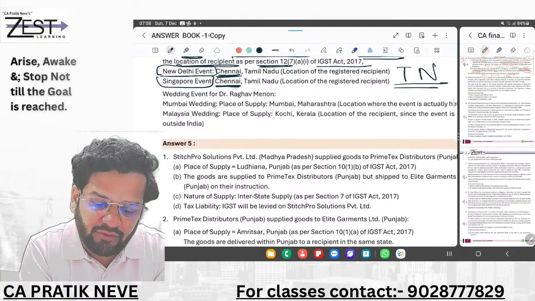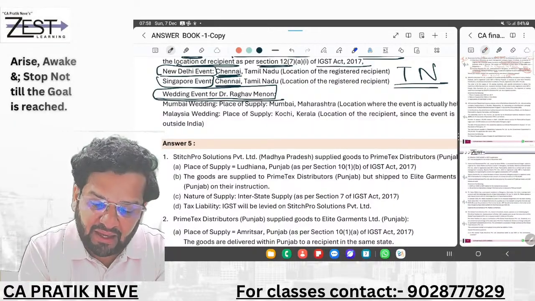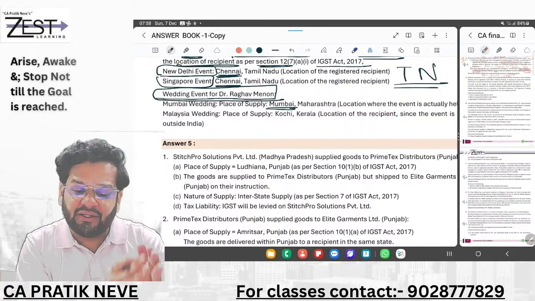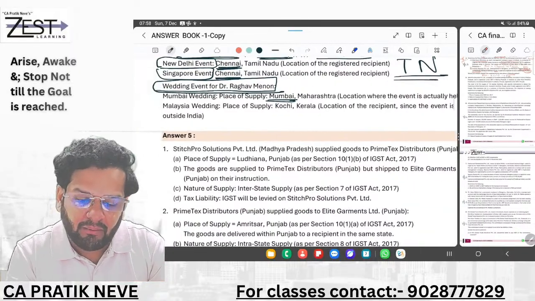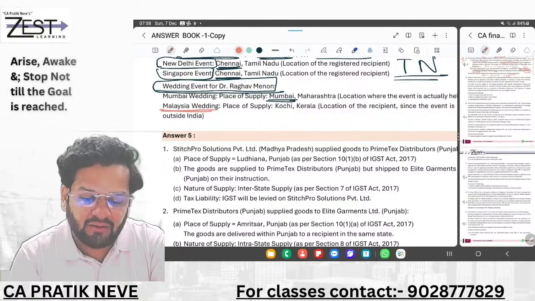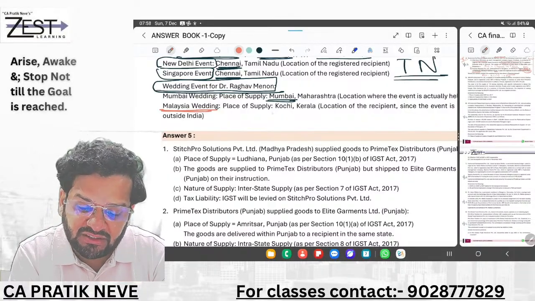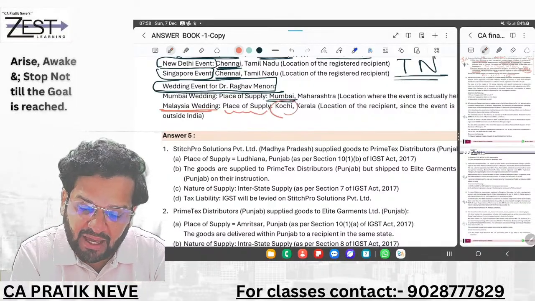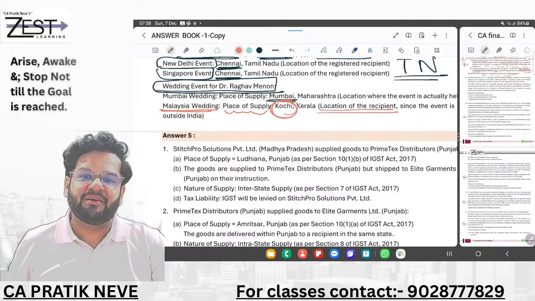And for wedding event for Dr. Raghav Menon, place of supply will be Mumbai, that is where the event is actually held. But if the event was in Malaysia, then the place of supply will be location of recipient of supply, that is Kochi. Make sense?